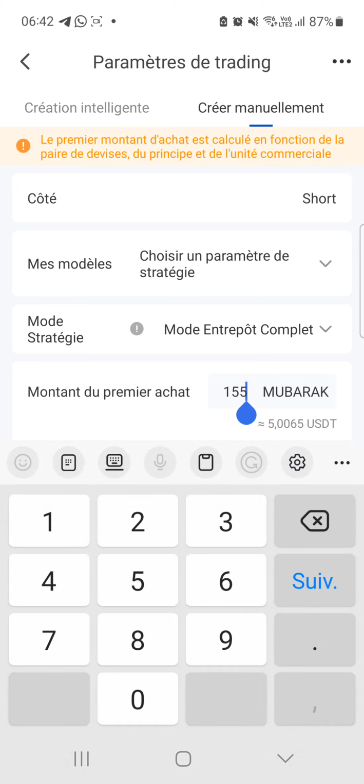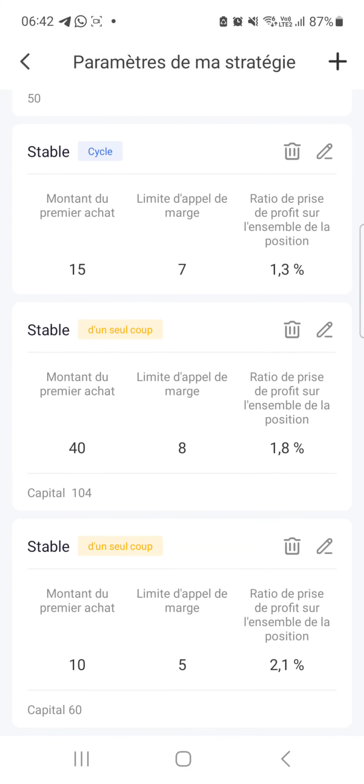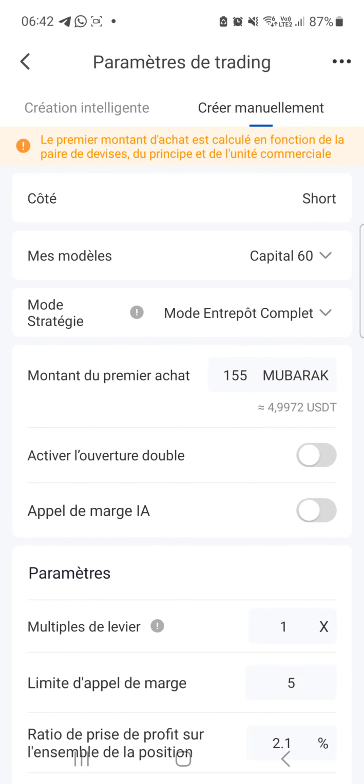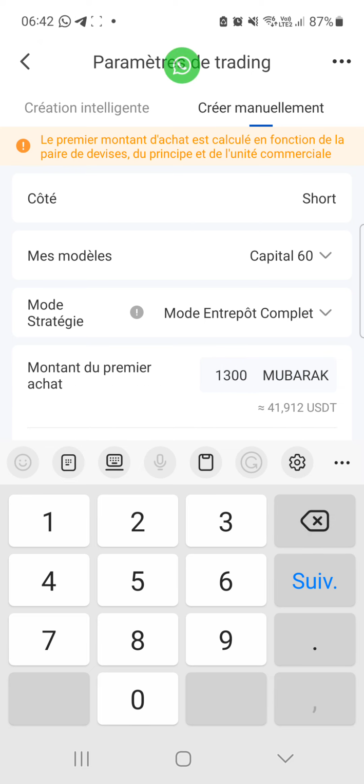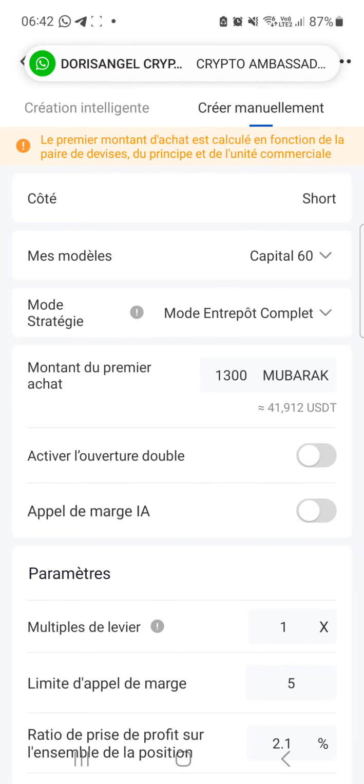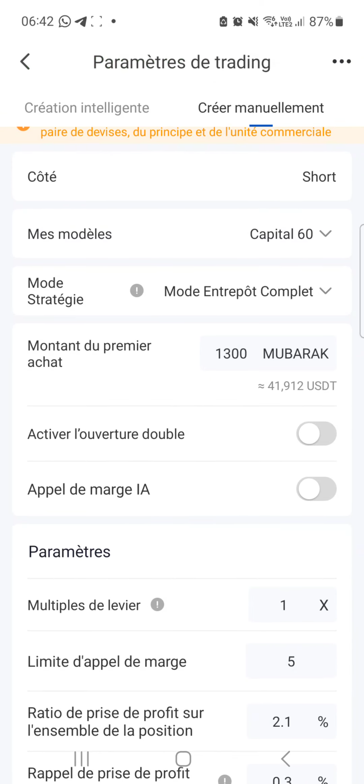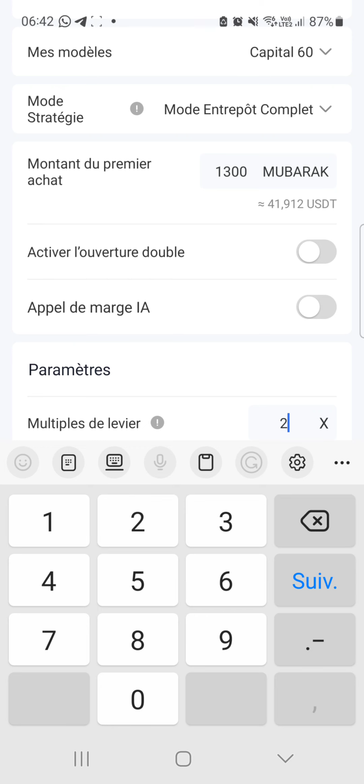Then I choose my strategy here for it to go with the settings. Then I put 1,300 pieces. Okay, so it has doubled my first buy amount into 2. You see here, double it times 2. Because the first buy amount is 20, so 1,300. Then here I put times 2 because I have multiplied it.